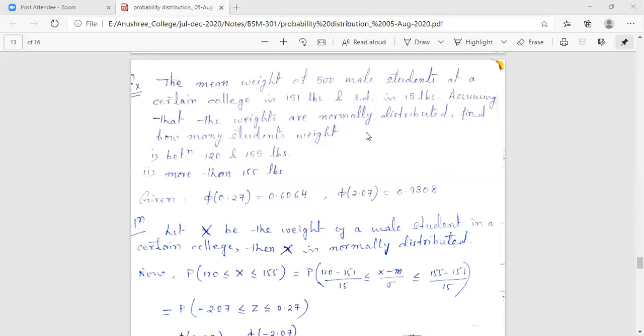So, what I need to do, very first, I need to select the random variable. I need to denote the random variable. They have taken capital X to be a random variable which denotes the weight of a student in a certain college. Then if I can find the probability that the weight of a particular student lies between 120 and 155 pounds, how could I get the total number of students in this interval?